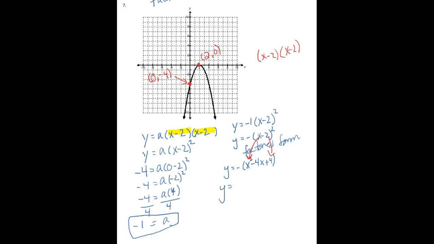So now for our standard form, multiply the negative through the bracket, so you have negative x squared. Negative times a negative is a positive. Negative times a positive is a negative. So now you have standard form. There you are.